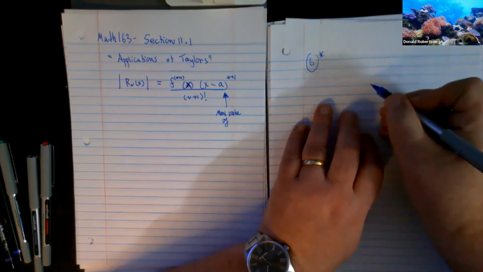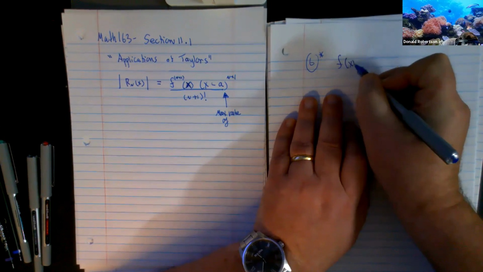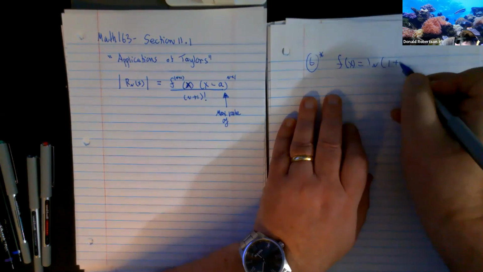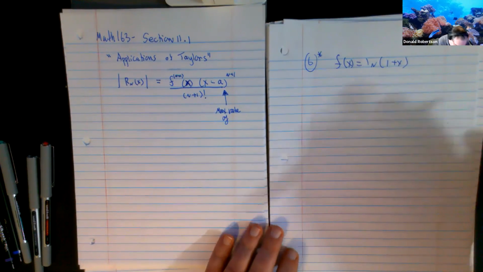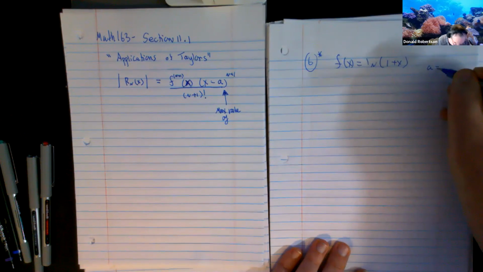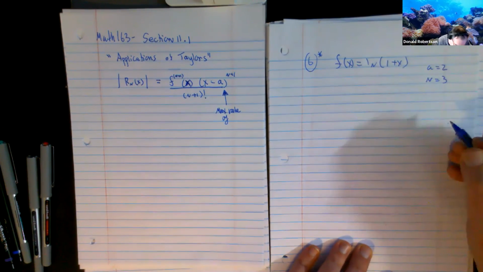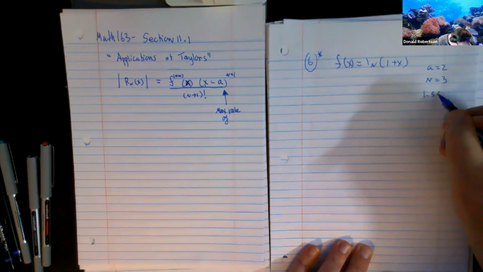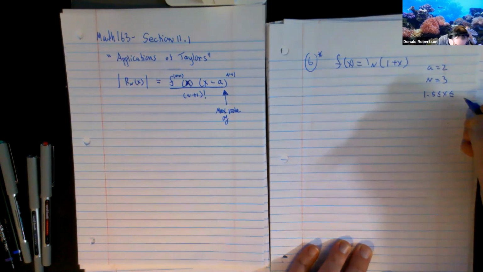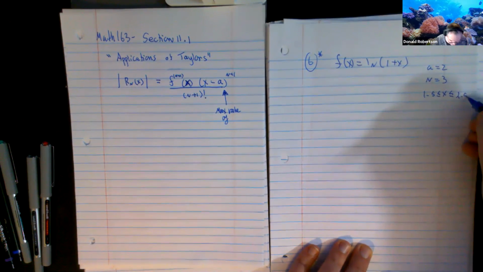But right now, our last one is this one here. It's going to be centered at 2. It's going to be a T3, and we're going to use it in the range 1.5 to 2.5.